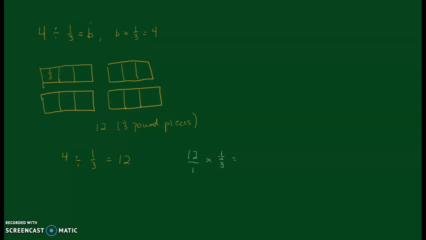Now, when we're multiplying fractions, we can just multiply the numerators together. So 12 times 1 is 12. 1 times 3 is 3. So we have 12/3. Now, you could leave it there, or we talk a lot about how fractions are division problems. So 12 divided by 3 is 4, which gets us back to our number here.